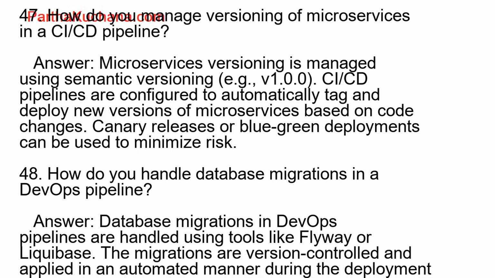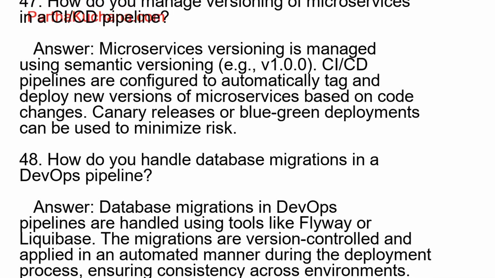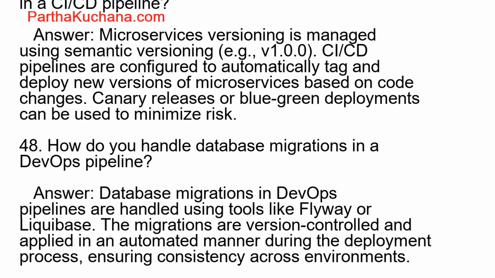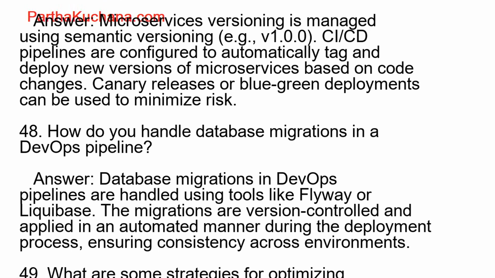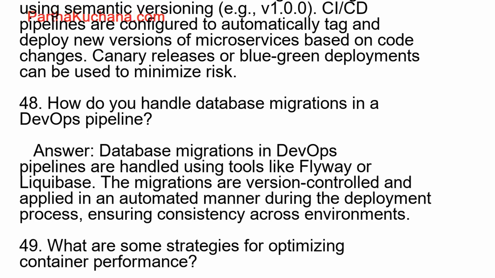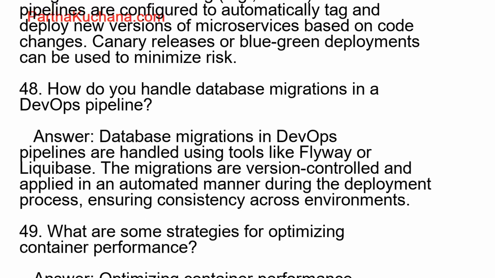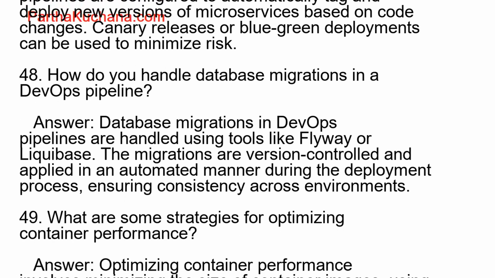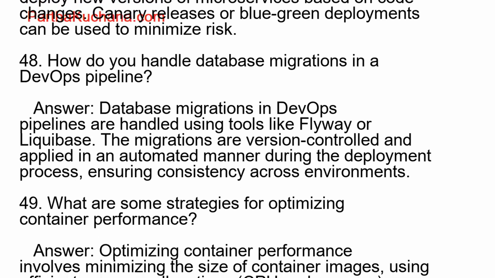49. What are some strategies for optimizing container performance? Answer. Optimizing container performance involves minimizing the size of container images, using efficient resource allocations, CPU and memory, reducing the number of layers in Docker images, and ensuring proper caching mechanisms are in place.